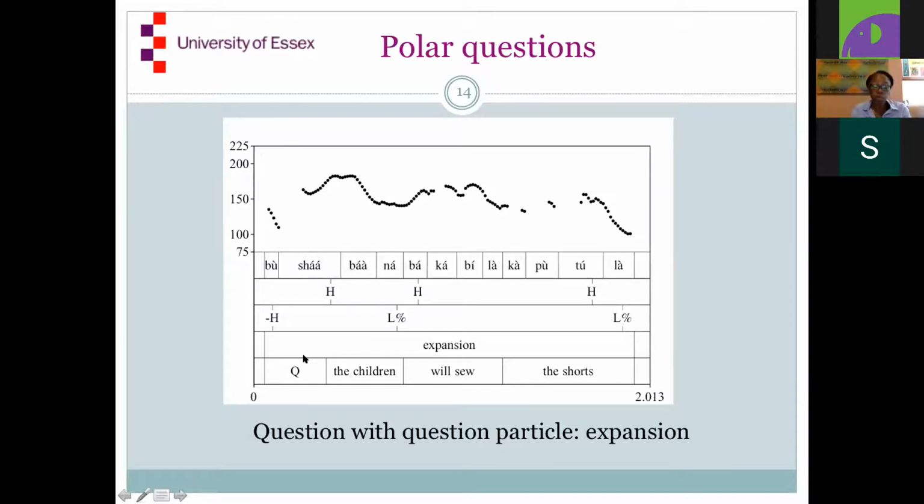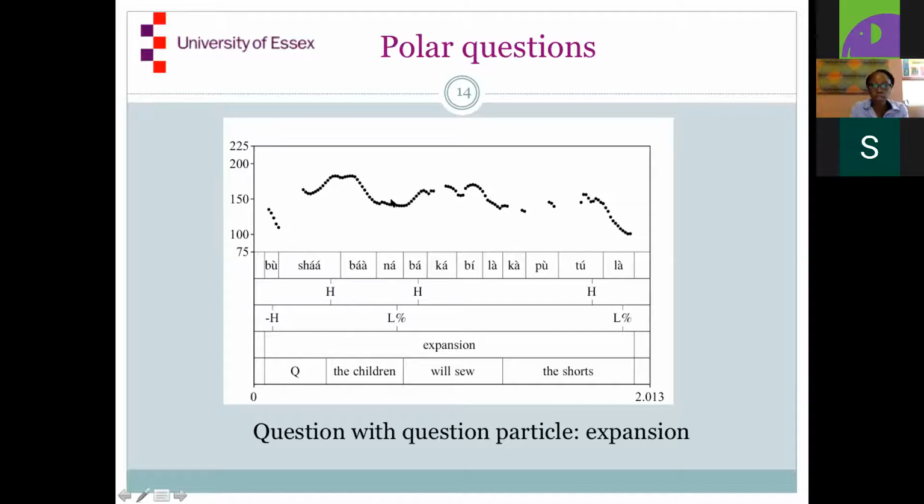This is a sentence with a question particle. I don't know if I showed it in the other examples, but when you've got questions with a question word, you can also have a question particle as well. The question particle is not obligatory: you can have an echo question, a polar question where you don't have the particle, but you can also have it. So here, this is a polar question. The children will solve a shorts, so to speak, with a sort of question intonation.